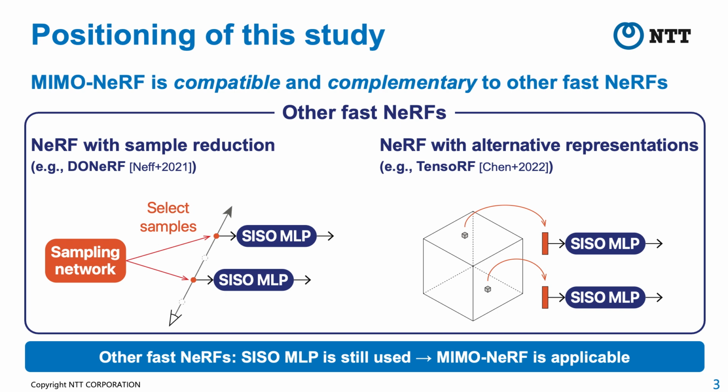Other fast NeRFs can be roughly categorized into two models: a NeRF with sample reduction, and a NeRF with alternative representations. In a NeRF with sample reduction, for example, the number of samples is reduced using a sampling network. In a NeRF with alternative representations, fast representations, such as 3D voxels and vector matrix decomposition, are used instead of MLPs. In both models, a SISO-MLP is still used for rendering color or volume density. Hence, MIMO-NeRF is compatible and complementary to these NeRFs, and there is room to improve the rendering speed by replacing a SISO-MLP with a MIMO-MLP.